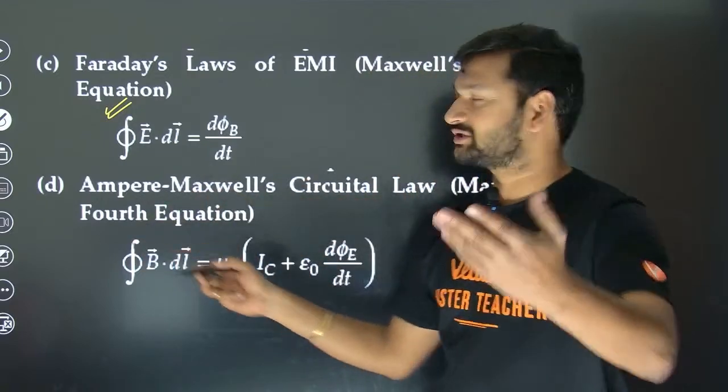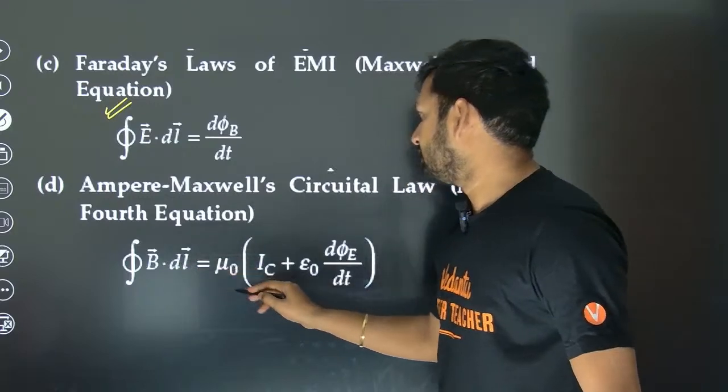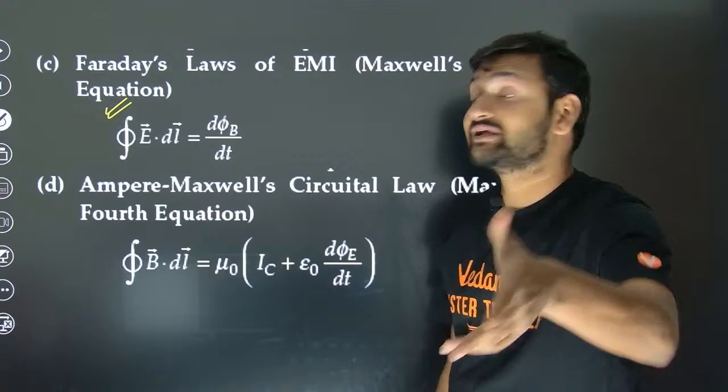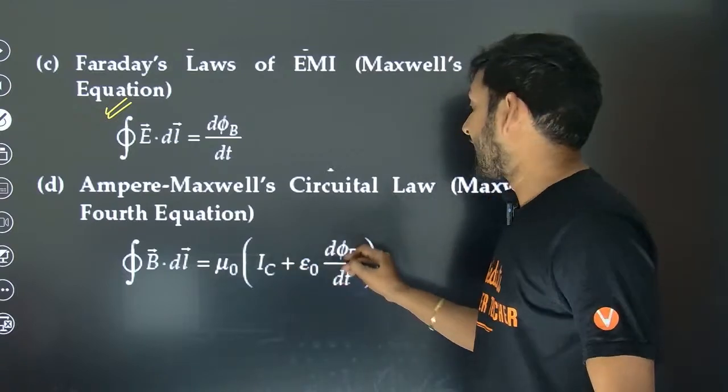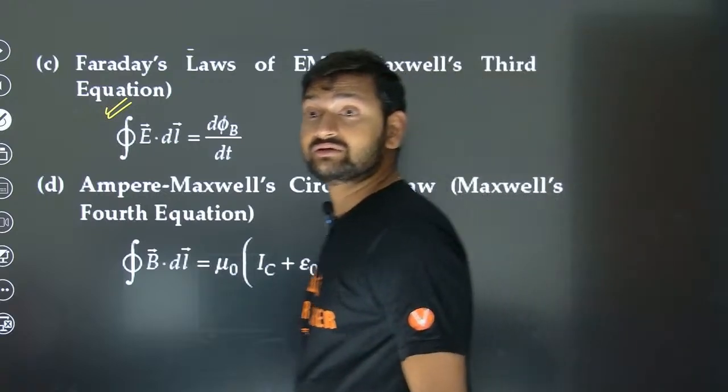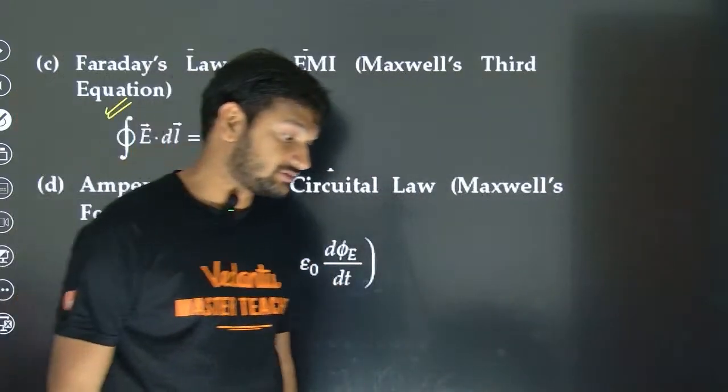And Maxwell's fourth equation was closed integral B dot dl is mu naught into IC. IC is the current flowing in the conducting wires. That's why they have put C. And this is ID. And it is what? Epsilon naught d phi E by dt. These are the four equations.